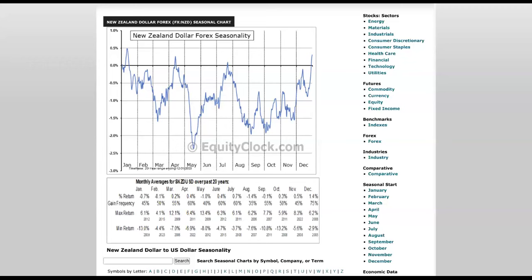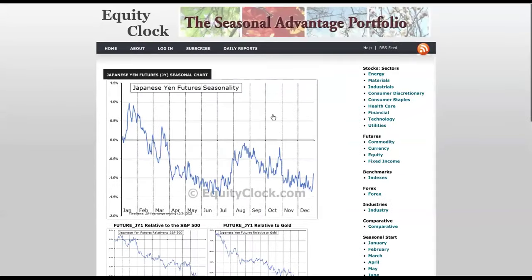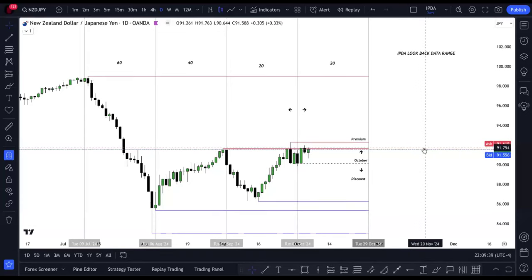Let's go back to the chart. There you go. Japanese yen, sideways for October. Now, with that being said, you understand why I picked New Zealand dollar versus Japanese yen for the month of October. That's it.